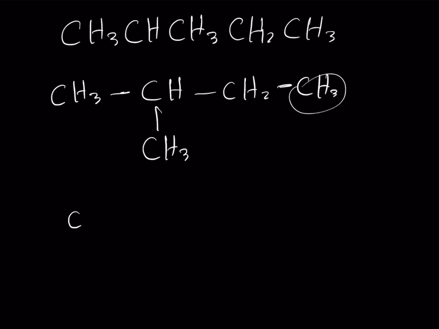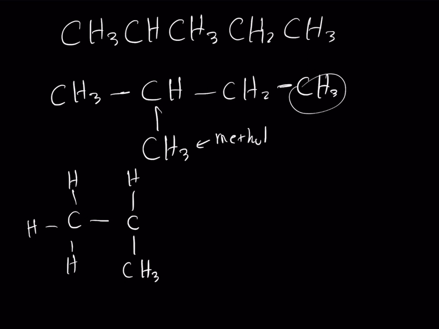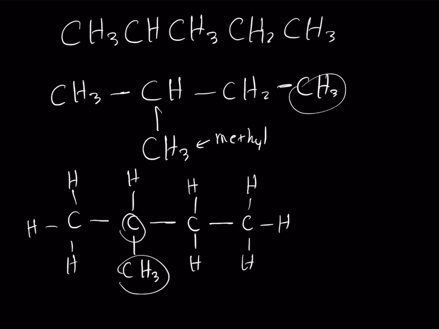So to draw the Lewis structure fully, CH3 on the left, and then you have a C. So this carbon right here is attached to one hydrogen, and then it's attached to a CH3. A CH3 is called a methyl. So keep that name in mind, methyl. Then we have CH2, which is carbon with two hydrogens, and then we have a CH3 at the end. So you can see here that in our previous examples, we always had hydrogen attached to each carbon, but now we have a methyl attached to one of the carbons. So that's called a substituent right there.